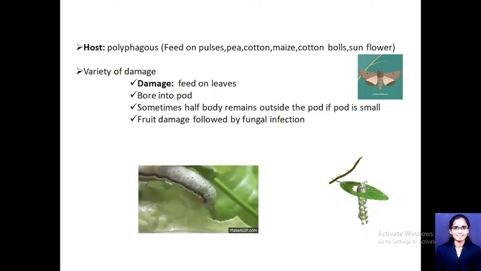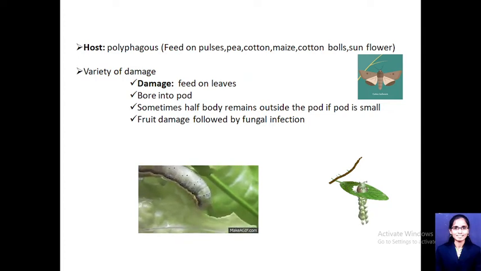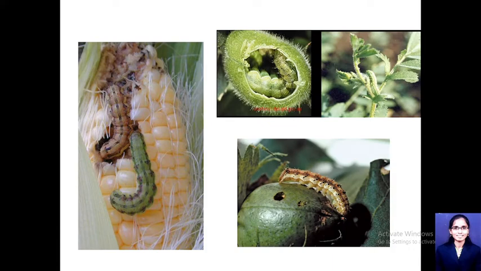And when this part gets exposed to the environment, fungal infection will occur for that fruit, for that pod. These are certain damages which can be caused by the larval stage of this insect, that is Helicoverpa armigera.